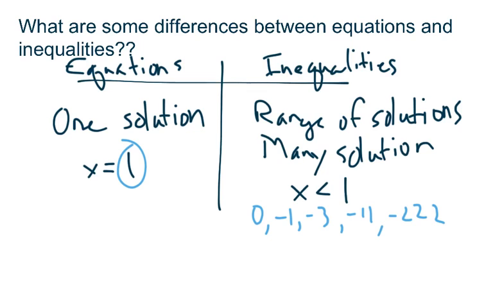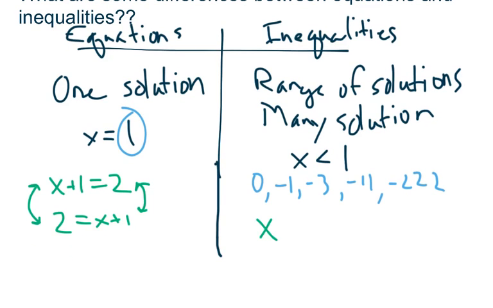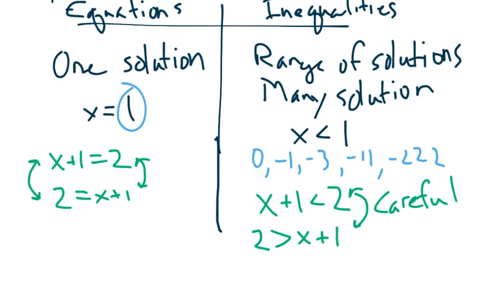The other difference I want to highlight really quickly is the difference in approaching it. You don't have to be careful when you go, like maybe x plus 1 is equal to 2, and then you go, hey, 2 is equal to x plus 1. We can flip between these two very easily. However, we do need to be very careful between going x plus 1 is less than 2, and then we have to make sure it's 2 is greater than x plus 1. All right, so we have to be careful here, because there's that one extra rule that whenever we're multiplying or dividing by a negative, we flip the inequality.